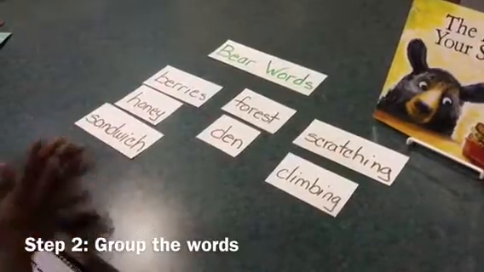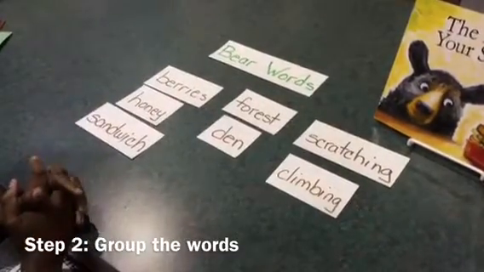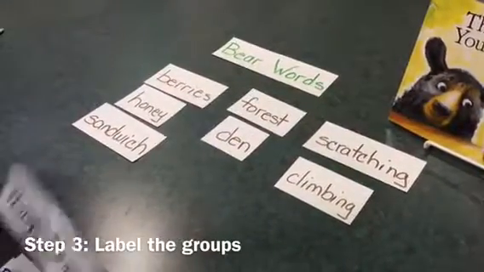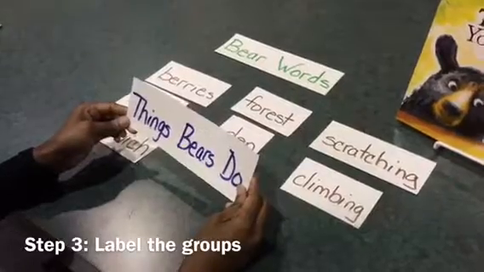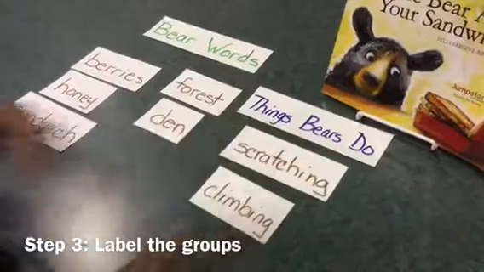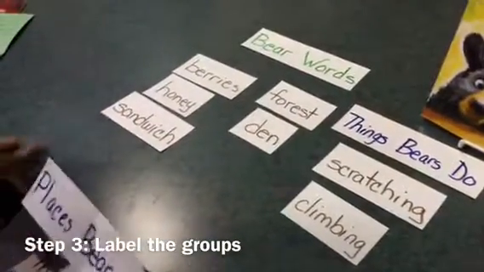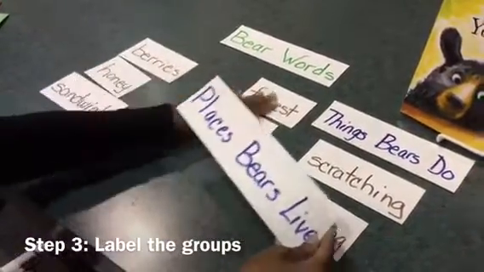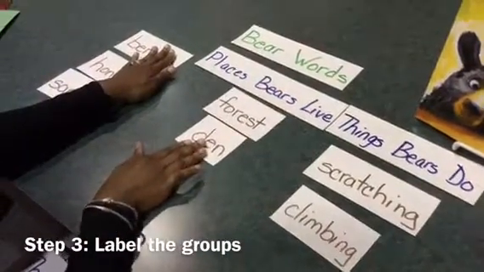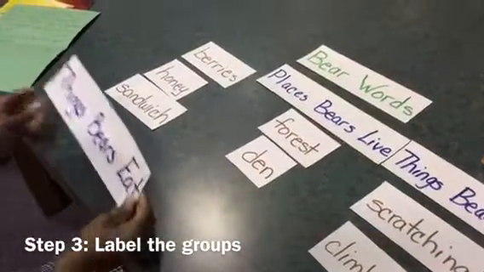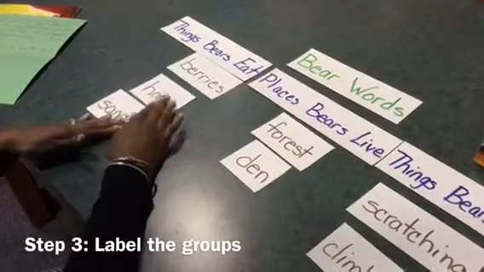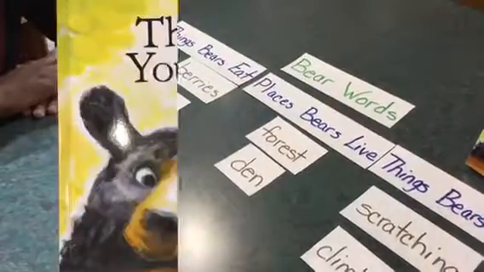So now that I've grouped my words together, I'm going to label them. That's the very last step. So I have the labels: things bears do, that would go above scratching and climbing; places bears live, that could be above forest and den; and things bears eat, above berries, honey, and sandwich.